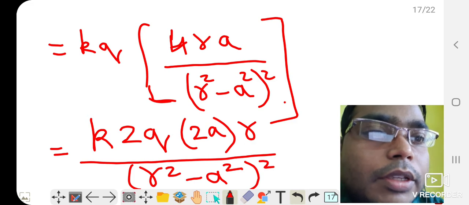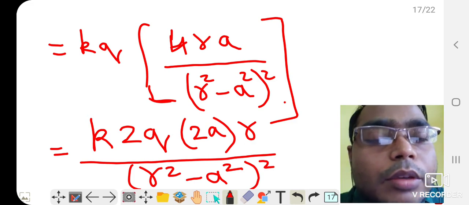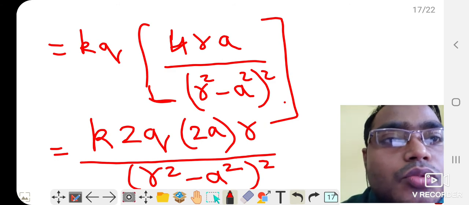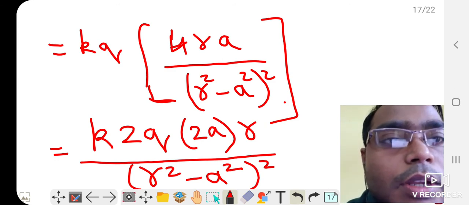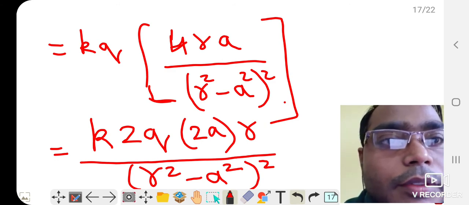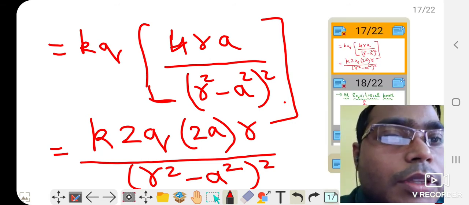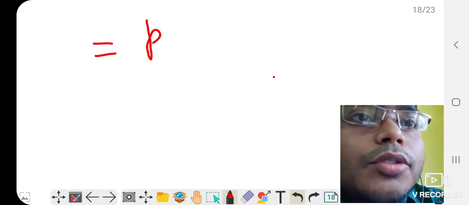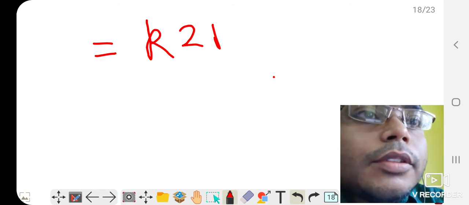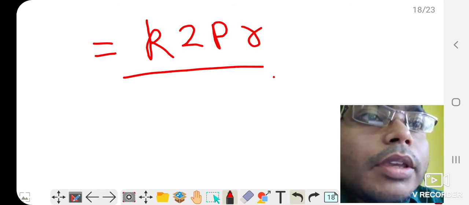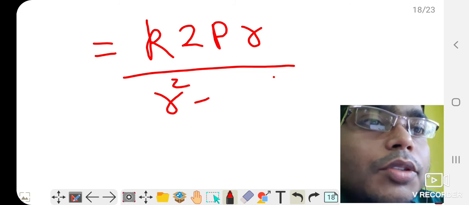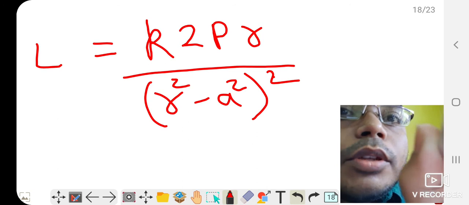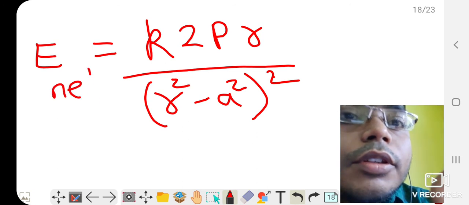So what I have done here, 2 in the numerator we have written with charge q, and again we have written another 2 with a. So this will ultimately give you 4ra, and from here you can see one thing, that q multiplied by 2a, so that is how much, p, right, and it is multiplied by r. This is (r square minus a square) whole square, right. So this will be the net electric field.